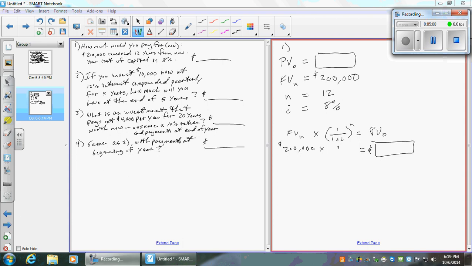So it's 1 over what? 1.08, is that right? Raised to the 12th. If you want, you can go look up the factor on the table. Where would you find the factor on the table if you want to do that? Present value of a sum, what page are you on? 337, if you want to use the tables. Where do you go on that page? The 8% column. Go down to 12 periods, and what do you pick up? What's the factor?